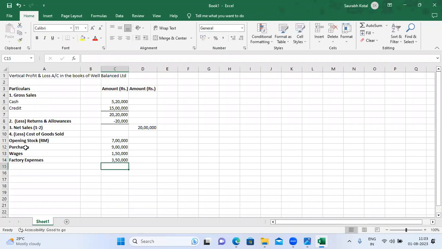From where did I get this figure? From the question itself. And there's nothing else for cost of goods sold except closing stock. But closing stock would be reduced from cost of goods sold. What is the amount of closing stock? It is 6 lakhs.